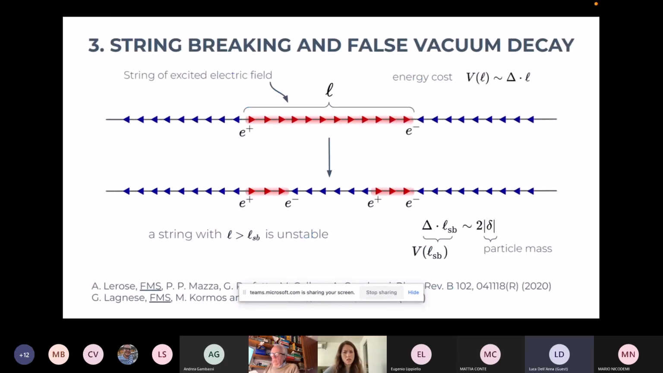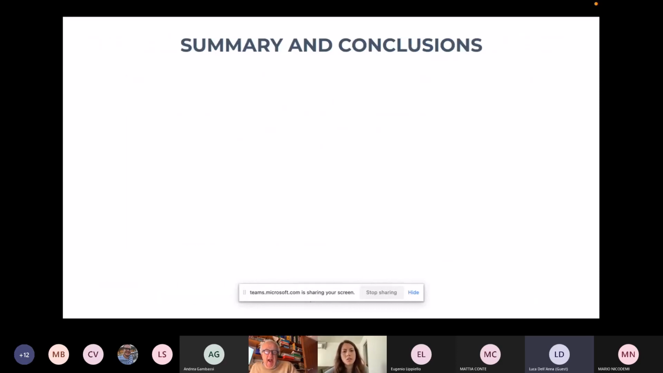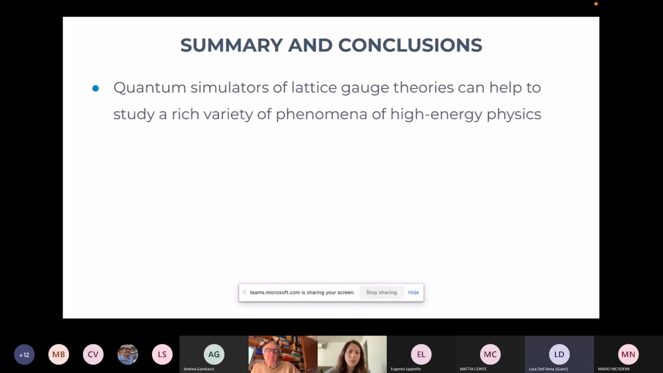And then another thing we can study is string breaking. So what we mean by it is this. If we prepare a string, like two particles at a distance L, if this L is very large, then the energy of the string, which is proportional to L, can be larger than twice the particle mass. If this happens, then this string is unstable because it can break in two smaller strings like this. So we can study this problem, and also the problem of false vacuum decay, where this string is infinitely long.